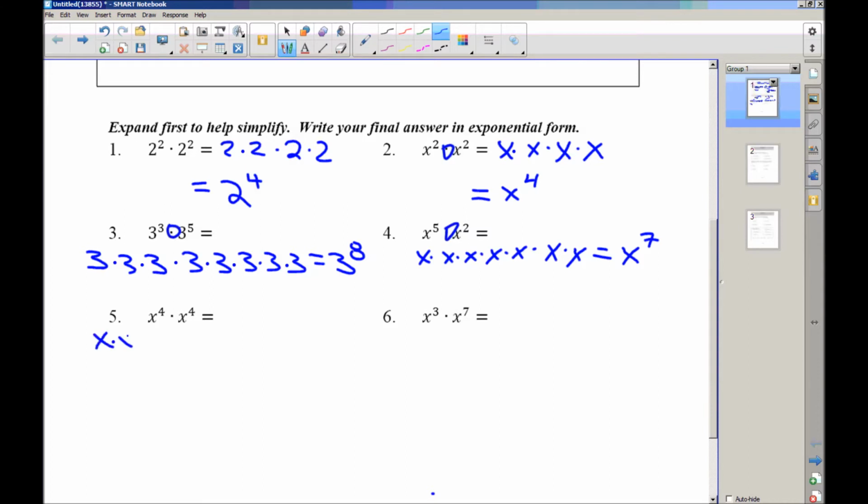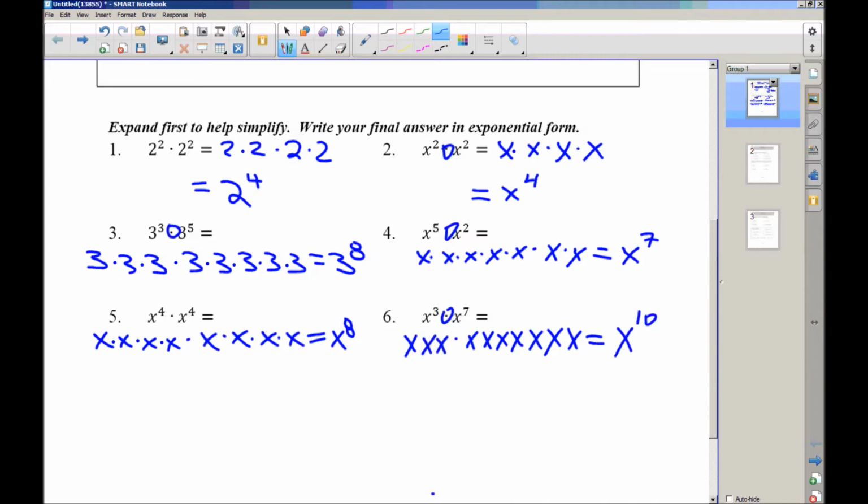So x to the 4th is x times x times x times x, times x times x times x times x. There's 8 of them. So this is x to the 8th power. By now you might be noticing a shortcut. If you don't, then we'll talk about it in just a second. X to the 3rd power is x times x times x. Then we're going to times that by x to the 7th power. So there are 7 of those. 1, 2, 3, 4, 5, 6, 7. And then we multiply it all back together, so there's 10 x's being multiplied together, so we can rewrite that in exponential form as x to the 10th power.